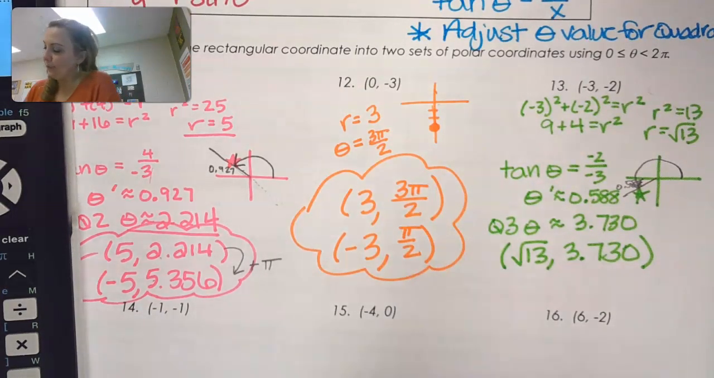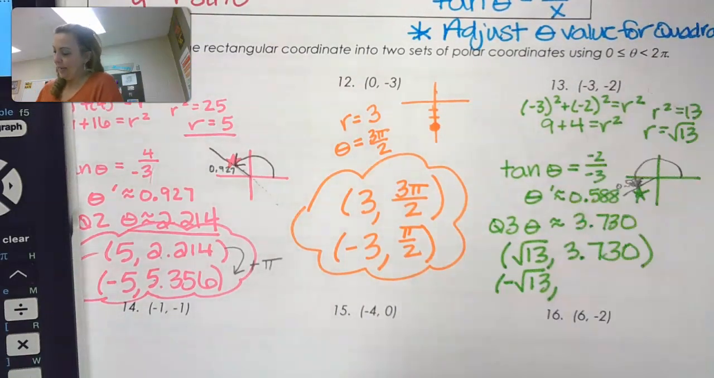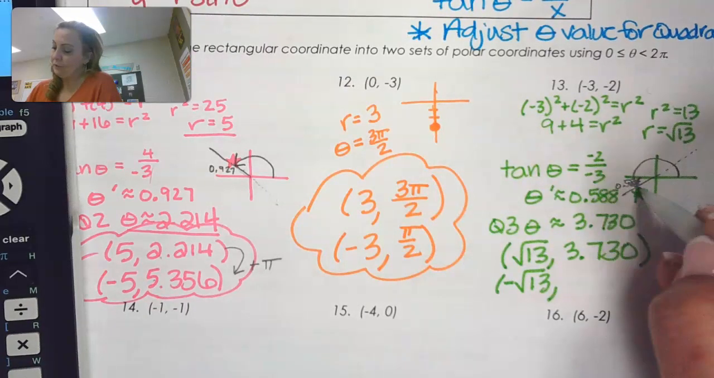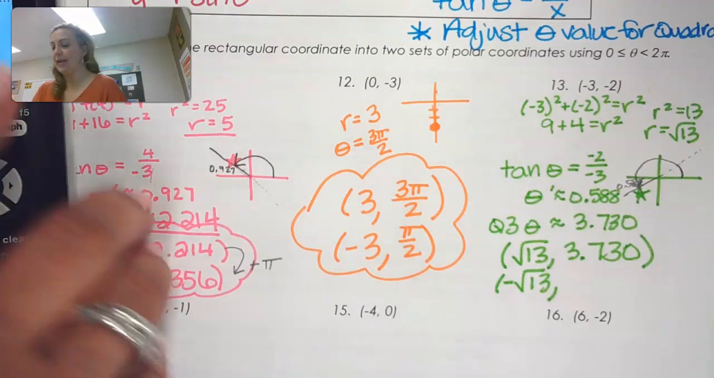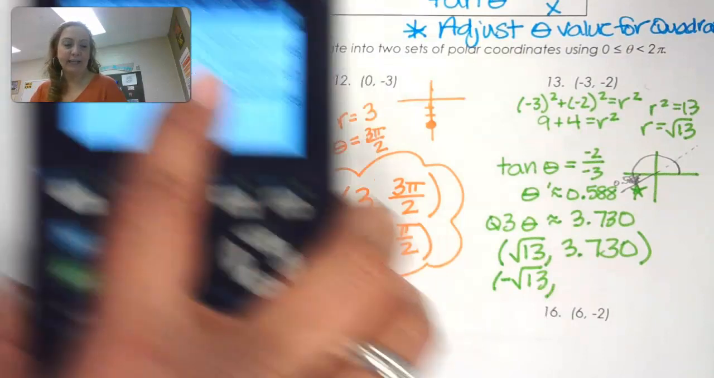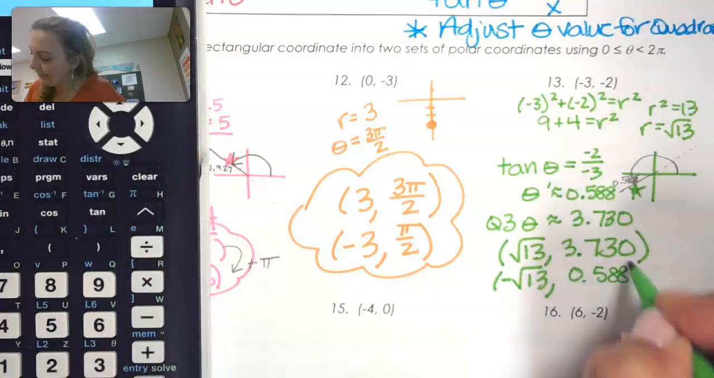Well, again, we want to see what happens if we make that a negative R value. And so we would need to kind of back it up this way, which means, again, if I add pi, I'm more than 2 pi. So I'm going to have to subtract pi. And most of you guys can probably see I just get my reference angle again. So it would be -√13, 0.588.